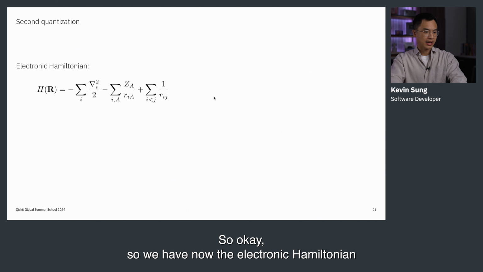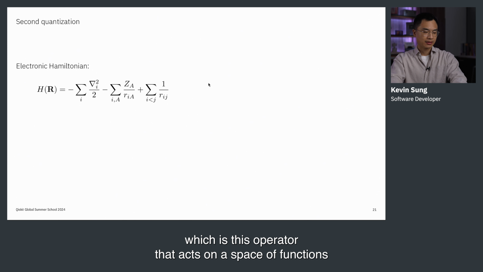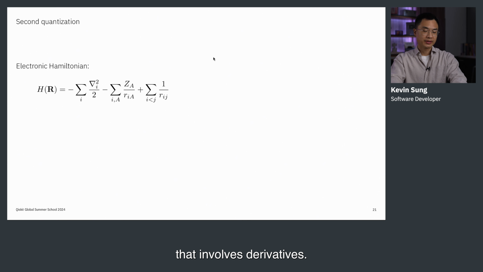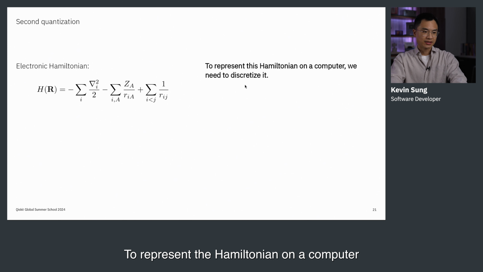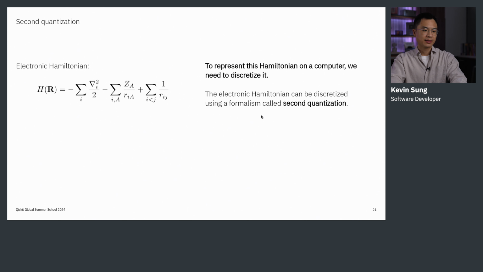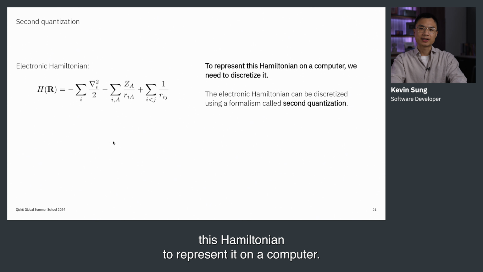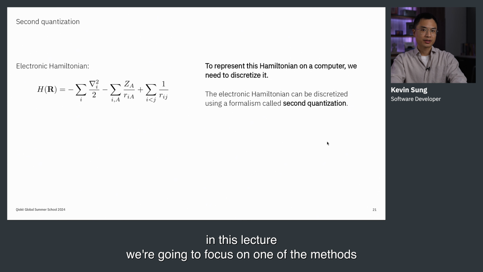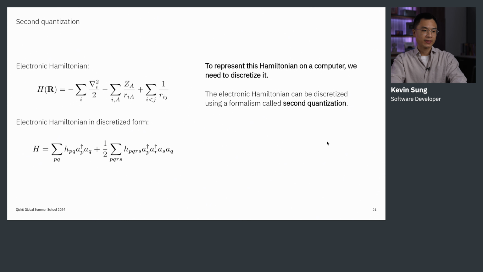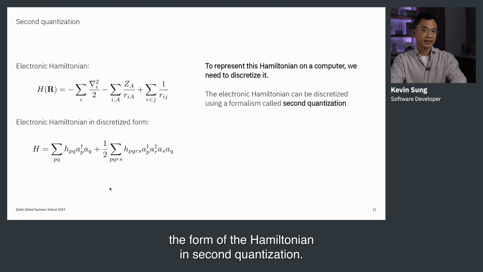So, okay, we have now the electronic Hamiltonian, which is this operator that acts on a space of functions. It involves derivatives, so it's a continuous object. To represent the Hamiltonian on a computer, we need to discretize it somehow. There are different ways that you can discretize this Hamiltonian to represent it on a computer. In this lecture, we're going to focus on one of the methods, which is called second quantization. And here I've written the form of the Hamiltonian in second quantization.